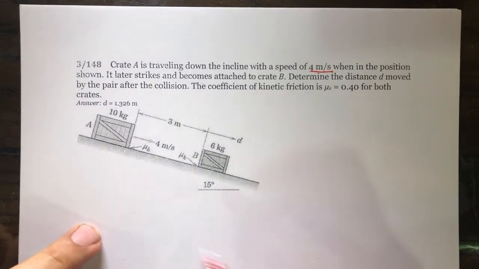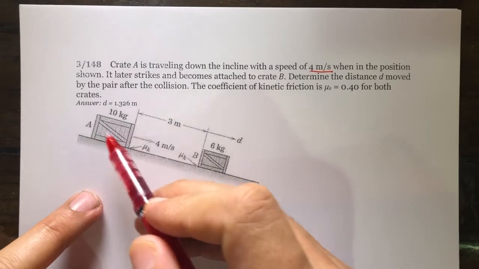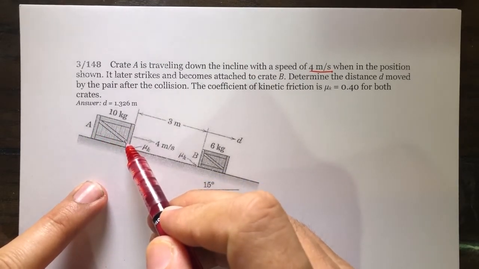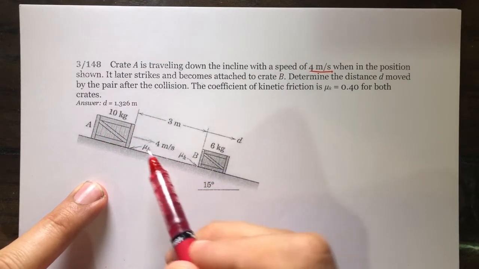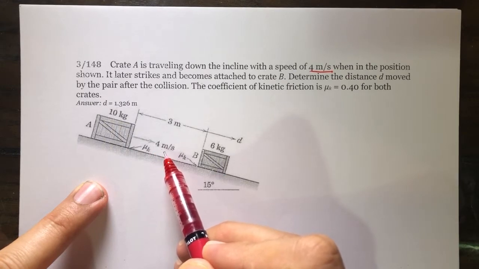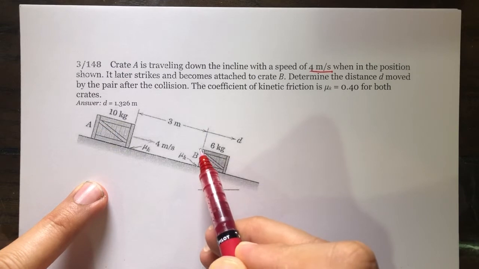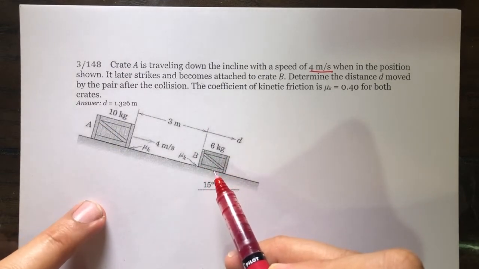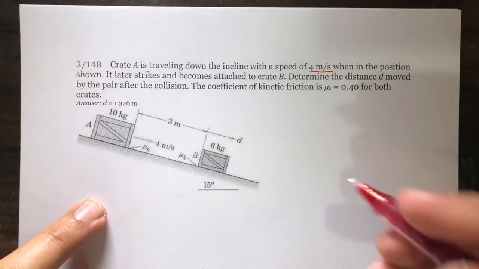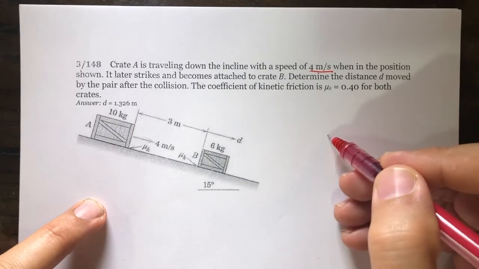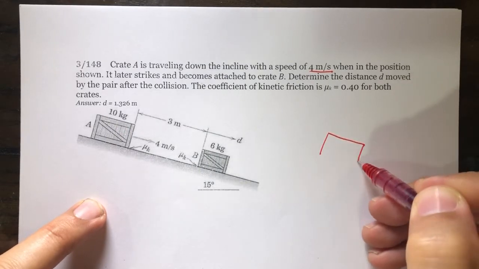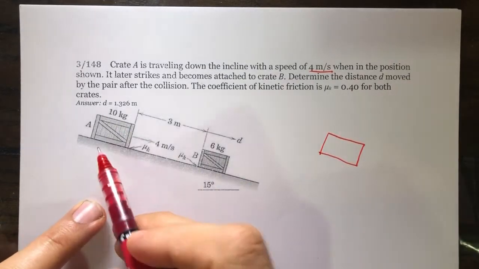So we need to start by calculating the acceleration of this box. This box is moving at the beginning, the velocity of it is 4 meters per second. But at the end, when it hits the second box, I don't know what the velocity of it is, right? But I can calculate it. To do that, first I start by drawing the free body diagram of box A.